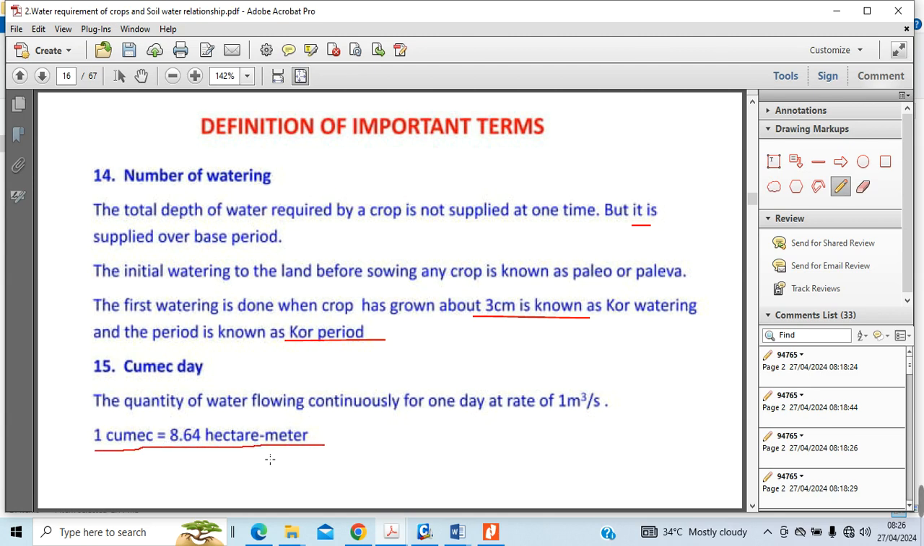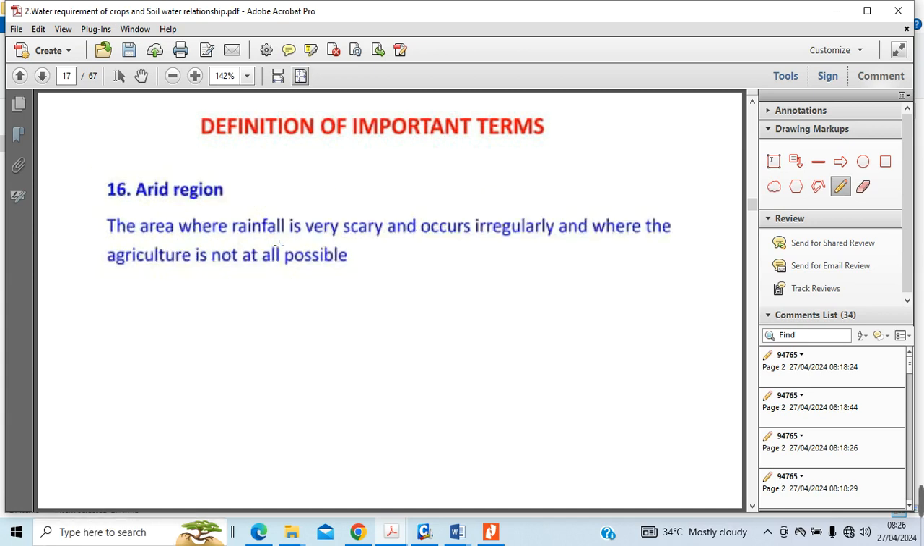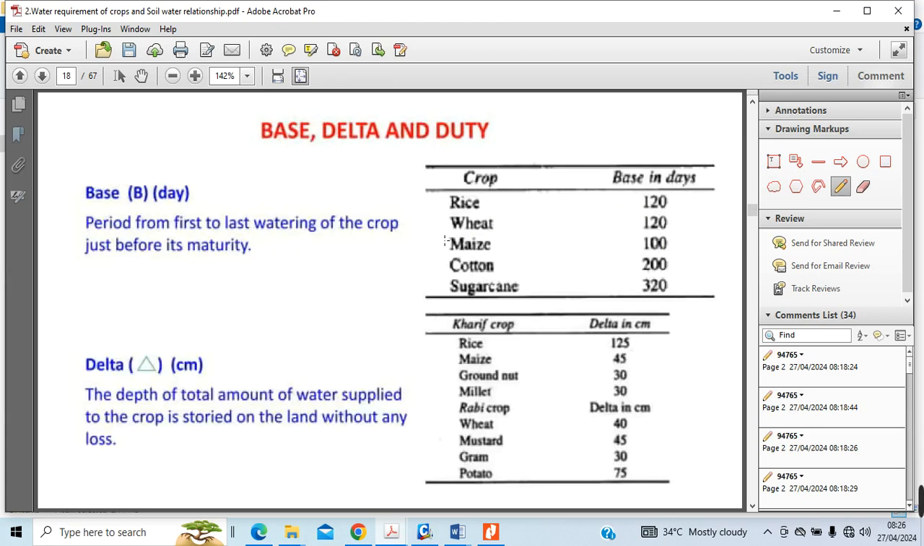8.64 hectare meter. Arid regions: the areas where rainfall is very rare and occurs irregularly and where agriculture is not at all possible. Base period: this is the period from the first to the last watering of the crop just before its maturity. Delta is an important term. You have to study this one. Important.